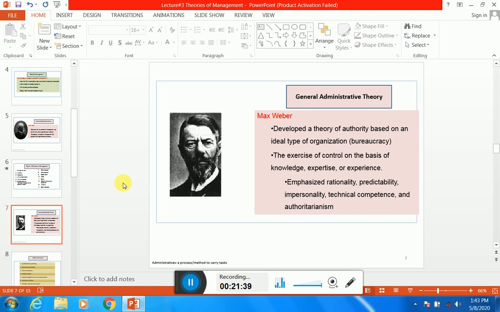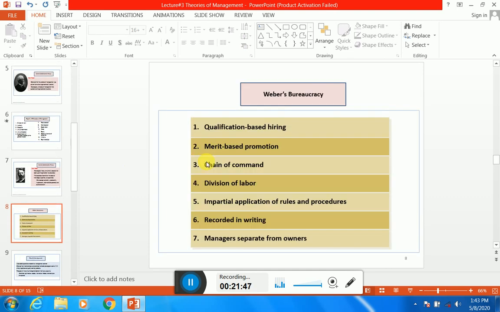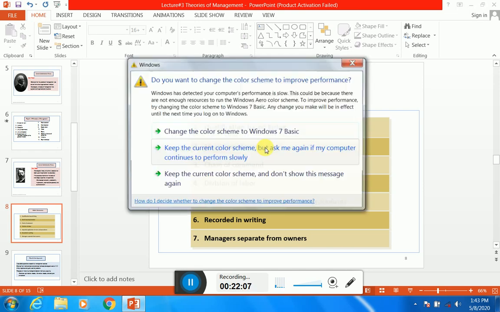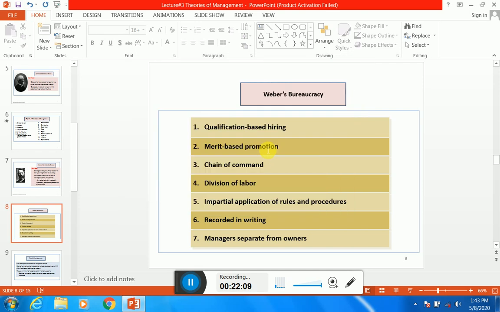Now, Max Weber gave some principles to explain bureaucracy theory, and these principles were, number one, qualification-based hiring. Initially, I told you that the hiring process must be based on the standards. That was simply called qualification-based hiring. Next, merit-based promotion. It means the person who is contributing more, the person who has productivity inside the organization, the person who is fulfilling the performance standards must be promoted. So this promotion is known as merit-based promotion.